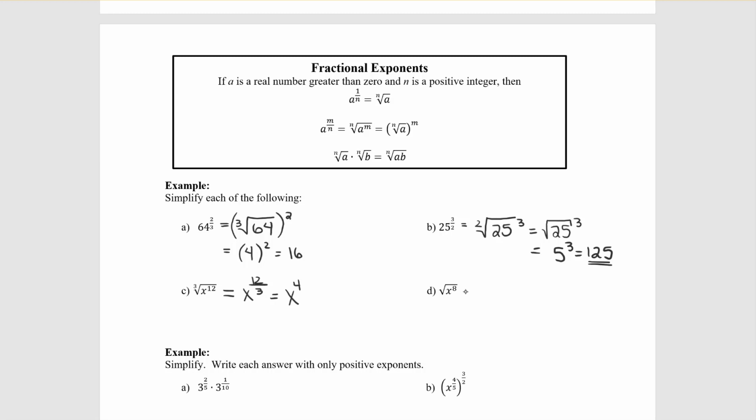Okay, keeping that in mind with this problem and what we set up here, if I don't see the root, I assume it to be a square root. So there's a little 2 written in here. So this is x to the 8, that's my power. Root is on the outside, that's the number on the bottom. And 8 divided by 2 again, 4.